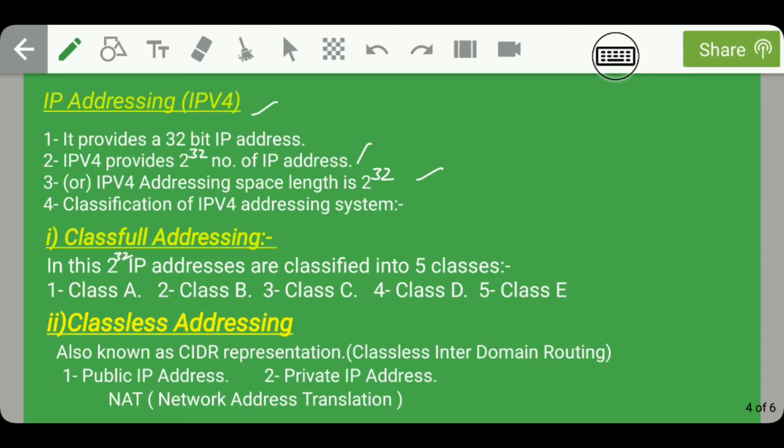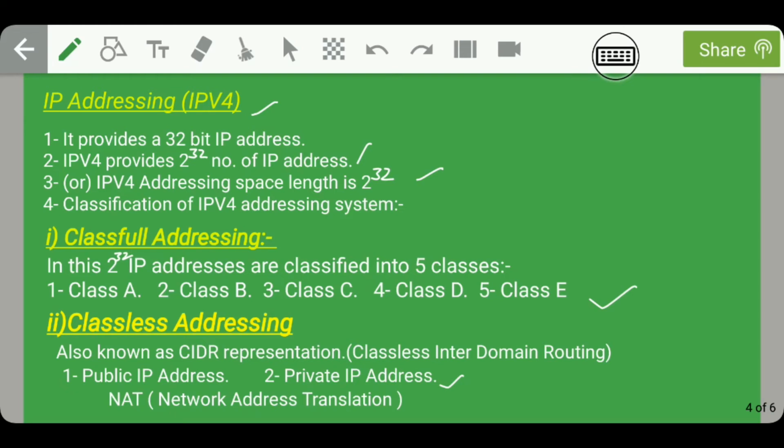So the IPv4 addressing system is basically classified into two types. Number one is classful addressing and second is classless addressing. In classful addressing, 2 raised to the power 32 IP addresses are classified into 5 classes, that is class A, class B, class C, class D and class E. Whereas in classless addressing, we don't have any class like class A, class B, etc. We have only two types of addresses, that is public IP address and private IP address.